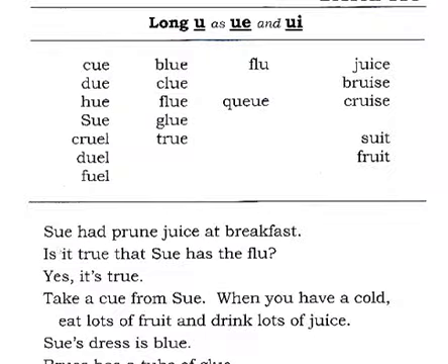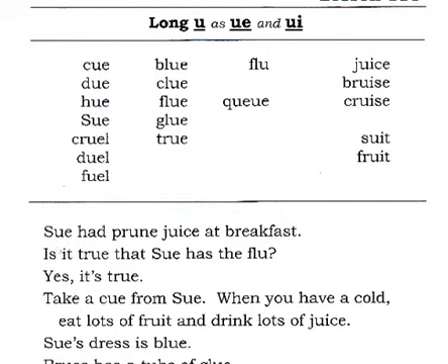In lesson 116, we have a second way of writing long U, and that's U-E and U-I. So far, we've learned three ways of writing long U. And as I said, we have no silent letters in English spelling. The U-E together stand for long U, and the U-I stand for long U. Now, the U-E is commonly found in such words as cue, blue, glue, fuel, and of course, there's just plain U, as in flu.